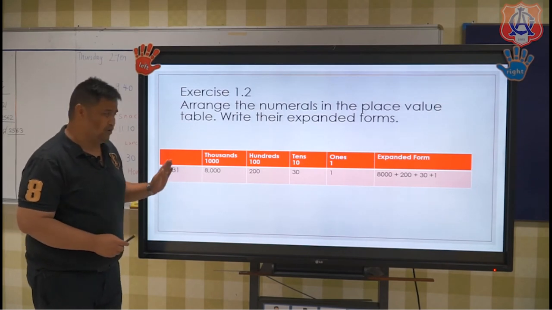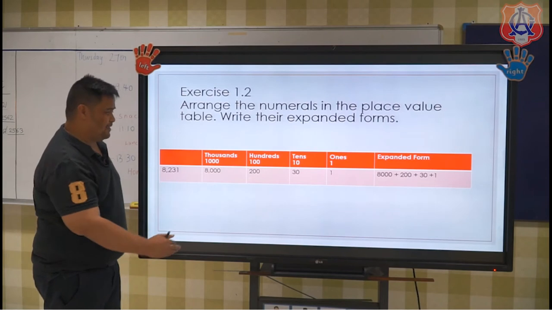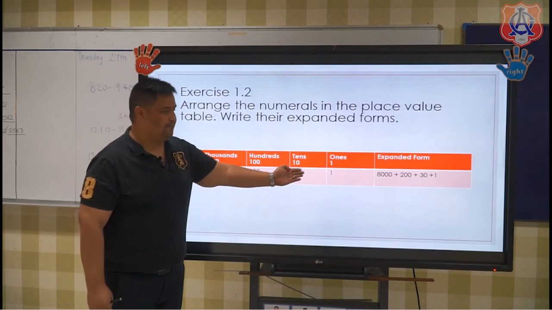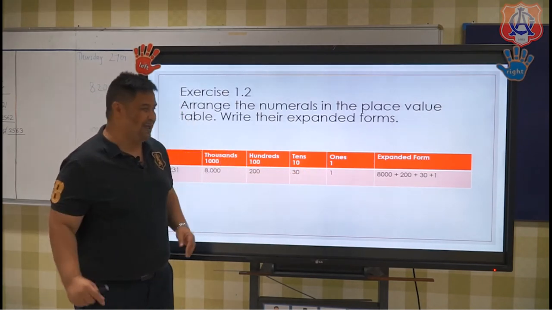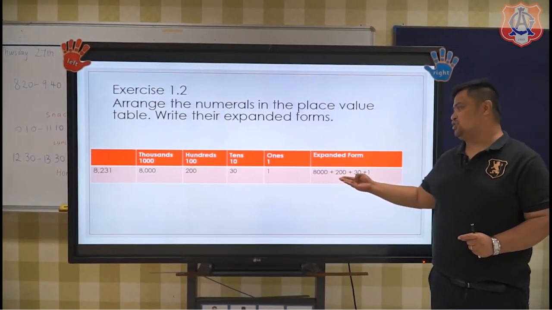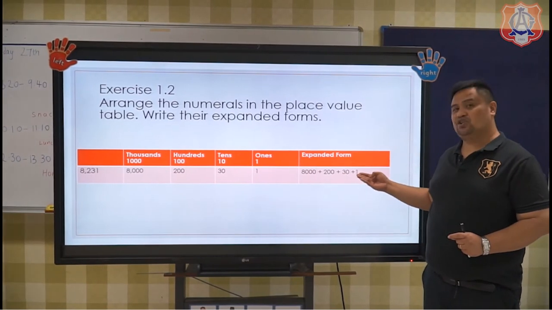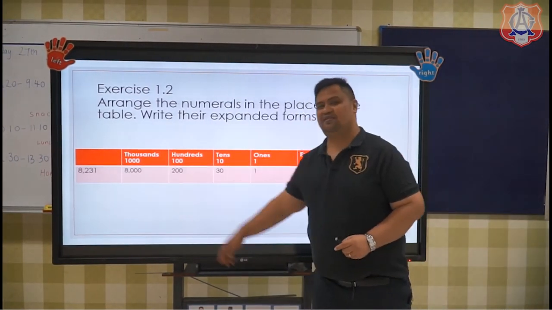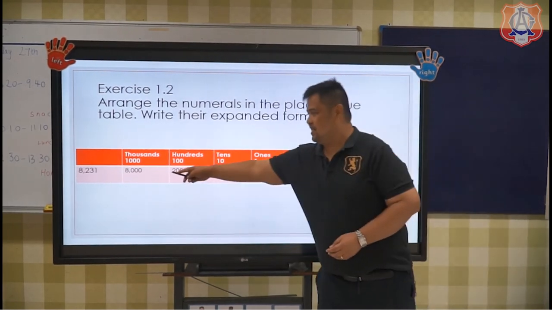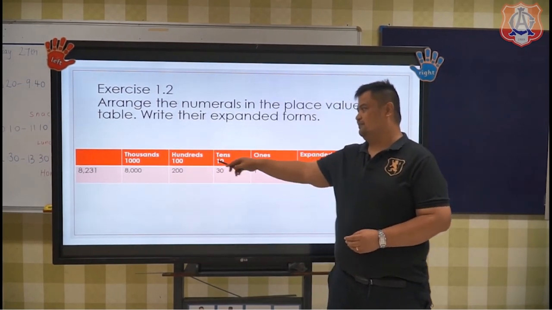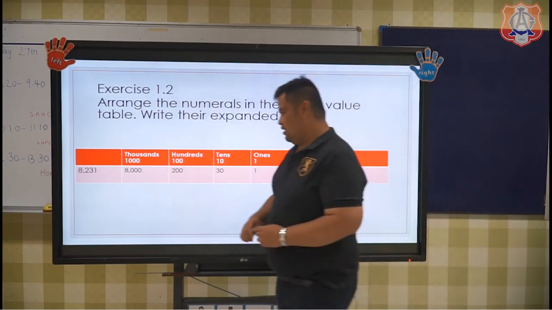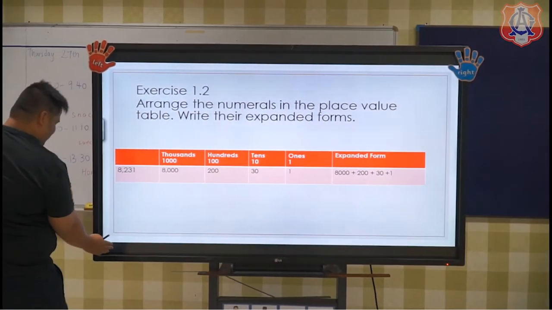If you're going to write it in expanded form, this is going to be 8,231. If you want to expand it, it is as simple as this: 8,000 plus 200 plus 30 plus 1 is equal to 8,231. Let's move to the next slide.